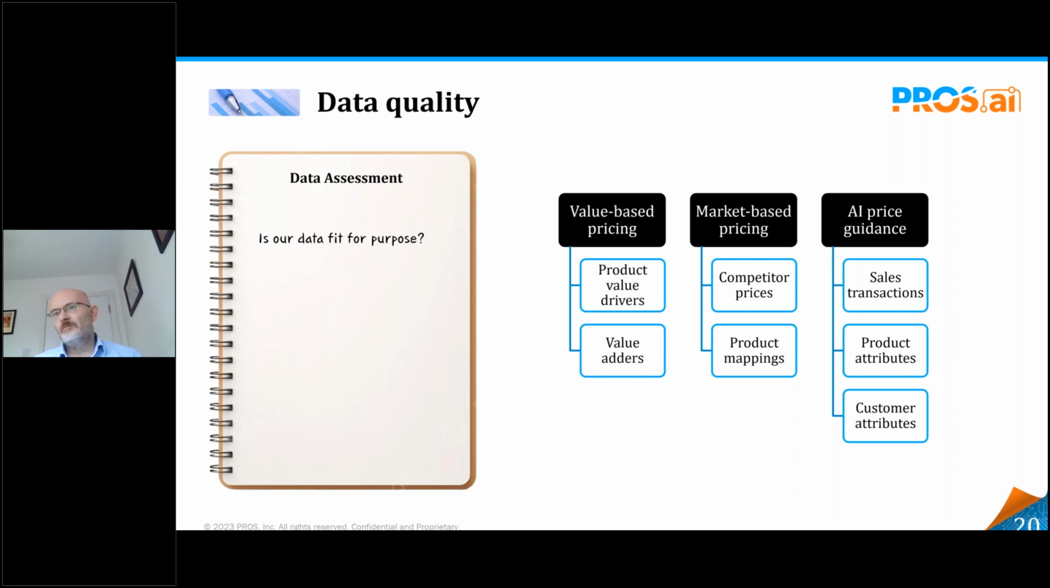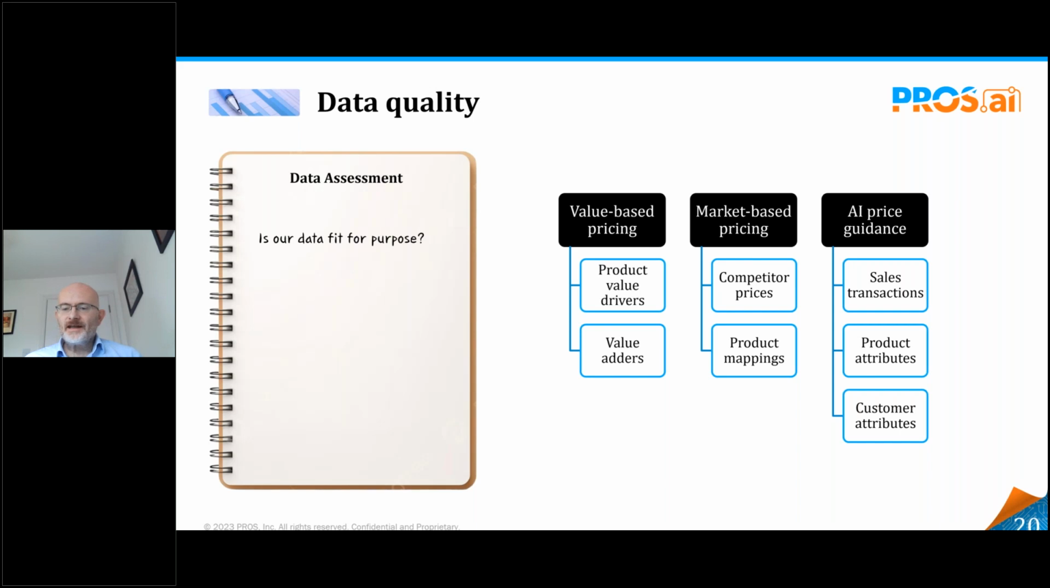If we're looking at implementing market-based pricing, we'll have needed to identify the relevant competitors that we want to benchmark ourselves against. We need to be able to collect those competitor prices, and we need to be able to map the competitor products to our products. And finally, if we're looking at AI price guidance, then we need those things that we saw in the slide earlier. We need sales transactions, product attributes, and customer attributes, all things that are readily available and already existing in most companies' ERP systems.